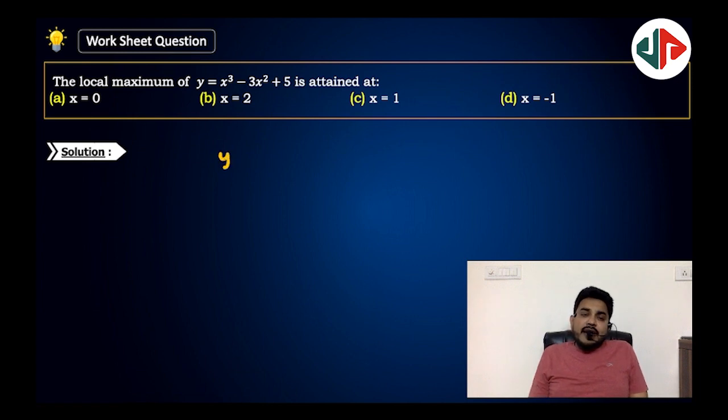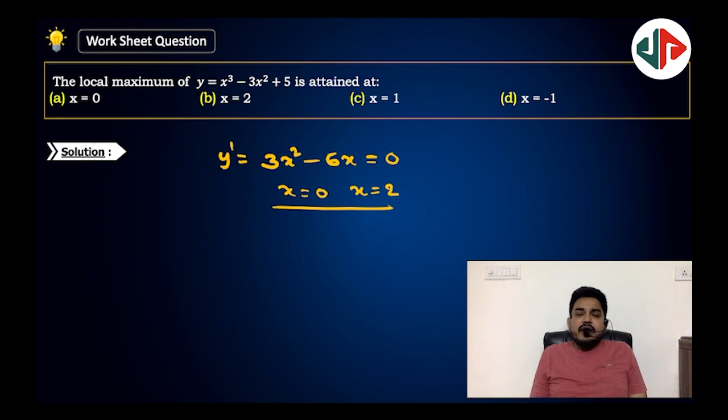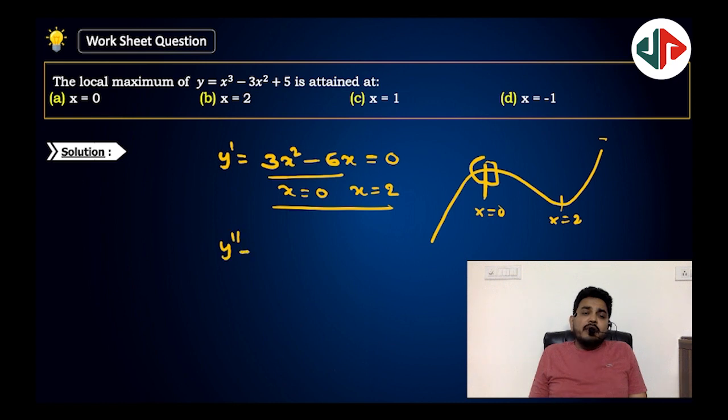So y dash is 3x square minus 6x, which should be equal to 0. Either x is equal to 0 or x is equal to 2. So how is this condition? Leading coefficient positive, so the curve is going to be like this. So whichever is the first one, x is equal to 0 will be the maximum and x is equal to 2 will be the minimum. If you want, you can go for the second derivative. Y double dash is 6x minus 6.